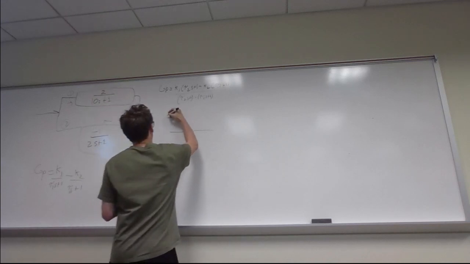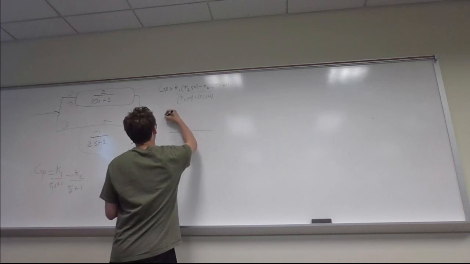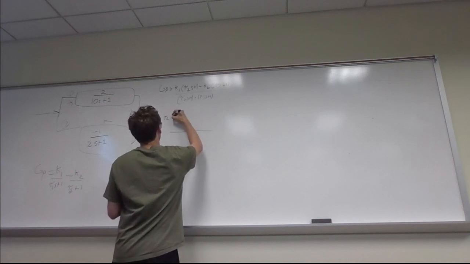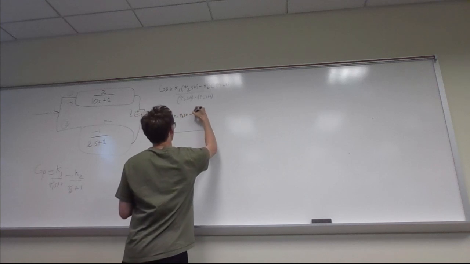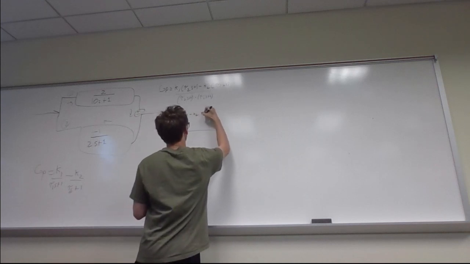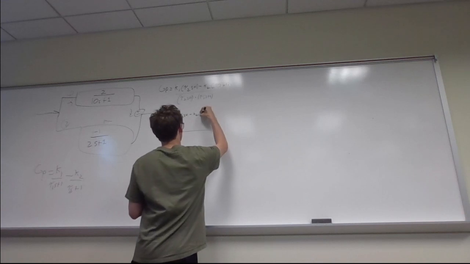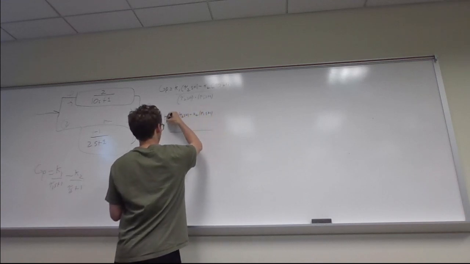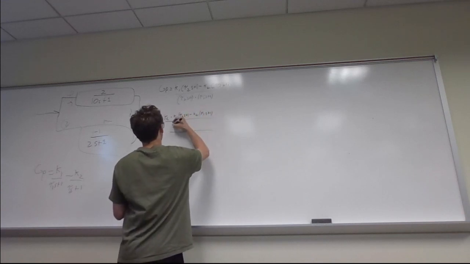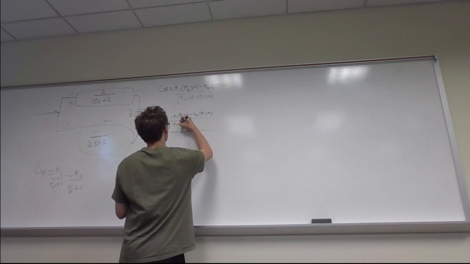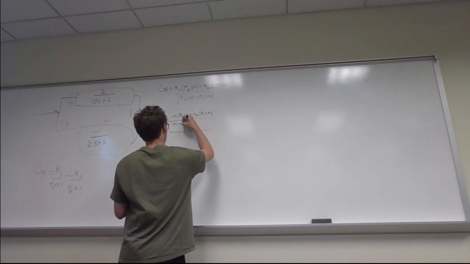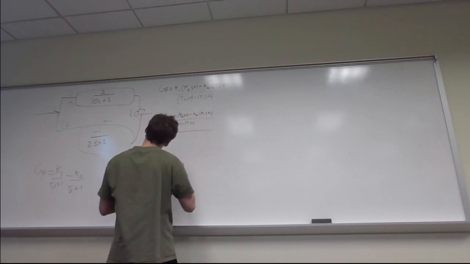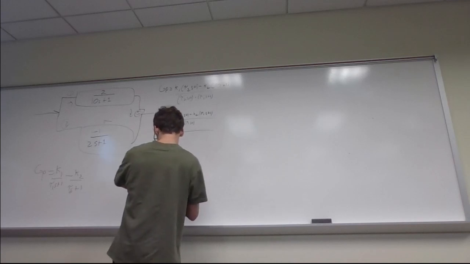So, we're going to have Kc times K1 tau 2 s plus 1 minus K2 tau 1 s plus 1. Sorry, it's just making me sad having to write this all again. All over tau 2 s plus 1 times tau 1 s plus 1.